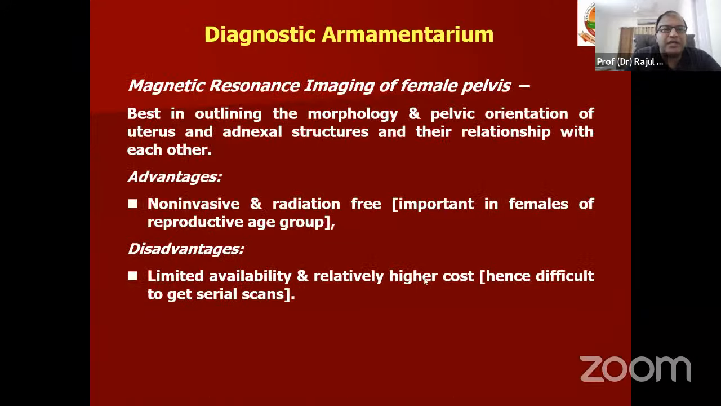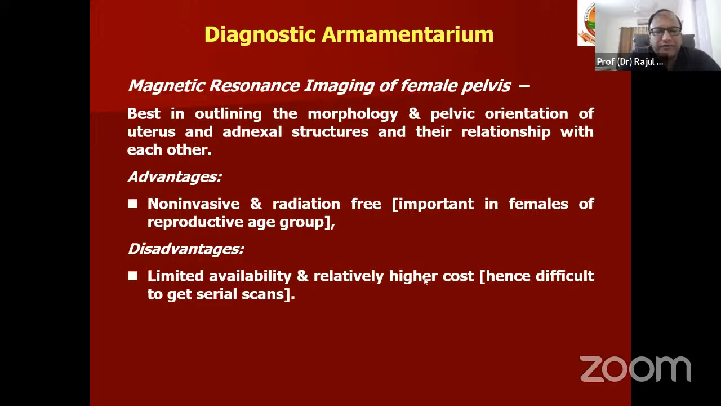The gold standard in many cases of evaluation of female infertility involves magnetic resonance imaging. It helps in outlining the morphology as well as the pelvic orientation of the uterus and adnexal structures and their relationship with each other. Again, it is non-invasive and radiation free, and being radiation free is important when we are dealing with females of the reproductive age group. Disadvantages being limited availability, limited experience, and a relatively higher cost as compared to ultrasound.